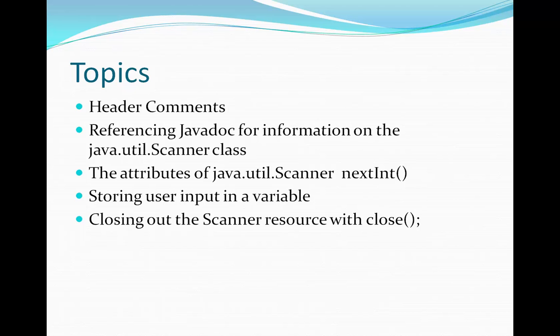I'm going to show you how to use Javadoc to get information about classes, especially in this case the Scanner class. We're going to look at the attributes of the nextInt method, which is a very useful method of the Scanner class. We're going to talk a little bit about how to store user input in a variable and why that's necessary. And we're also going to show what it looks like to close out the scanner resource with a call to the close method.